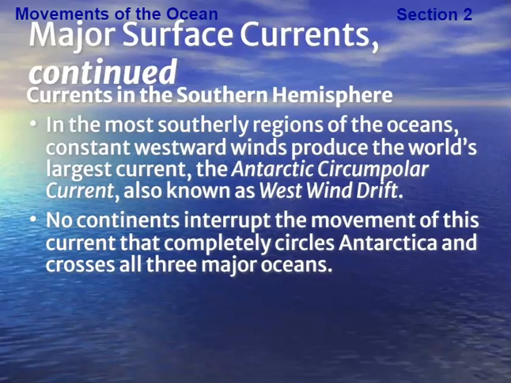Currents in the southern hemisphere. In the most southerly regions of oceans, we have westward winds that produce the world's largest current, which is called the Antarctic Circumpolar Current, also known as the west wind drift.